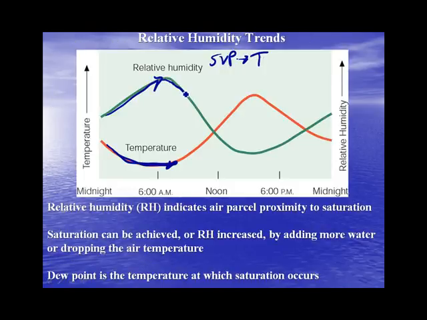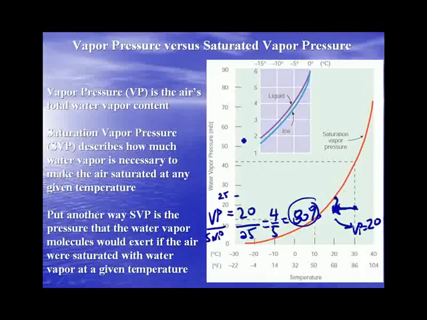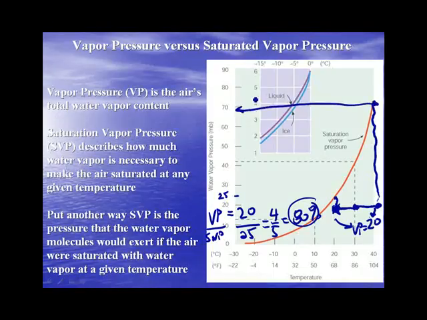And so as temperatures begin to increase as we go through the day, relative humidity begins to decrease. And I can show you how that would work. Let's use the same example here. Let's say I take this air parcel at 30 and I warm it to 40. It still has 20 millibars of vapor pressure. That hasn't changed. But the saturation vapor pressure, I go straight up at 40 degrees. Its saturation vapor pressure is now 70.